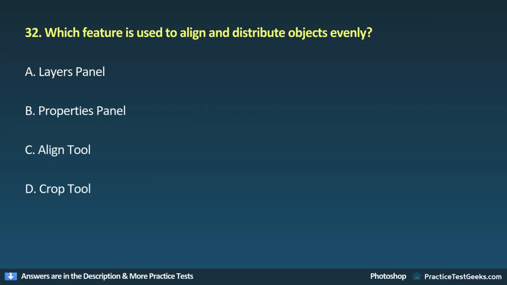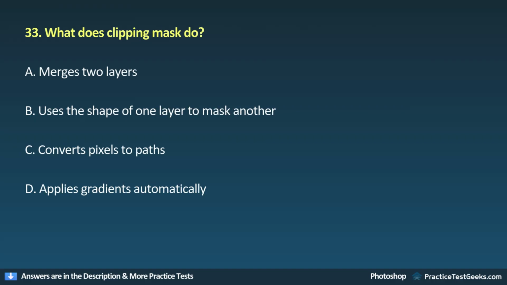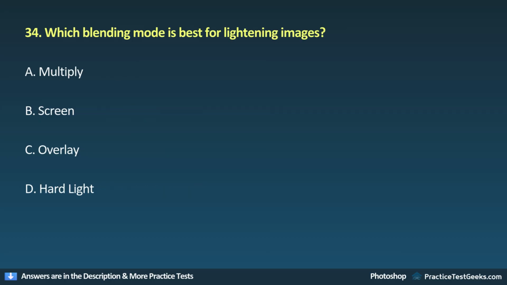32. Which feature is used to align and distribute objects evenly? A. Layers panel. B. Properties panel. C. Align tool. D. Crop tool. 33. What does clipping mask do? A. Merges two layers. B. Uses the shape of one layer to mask another. C. Converts pixels to paths. D. Applies gradients automatically.